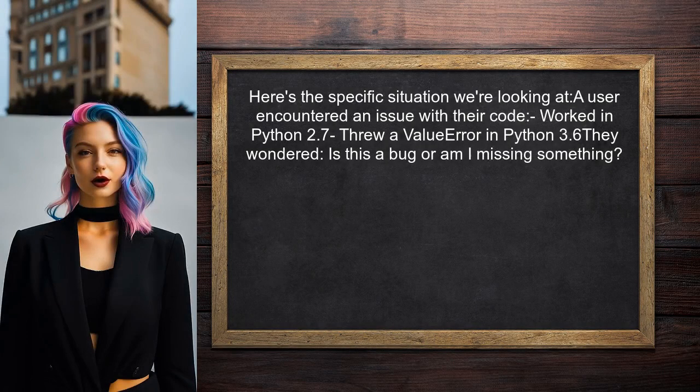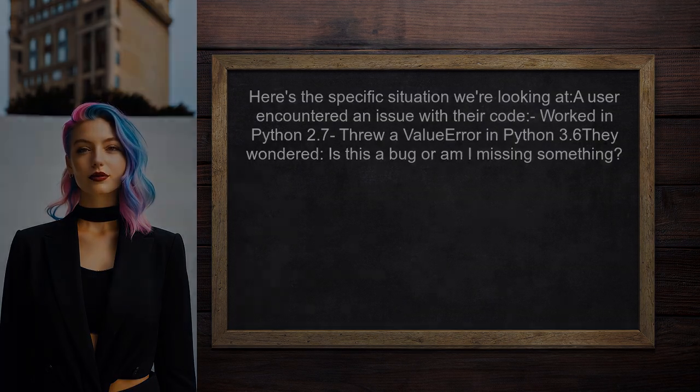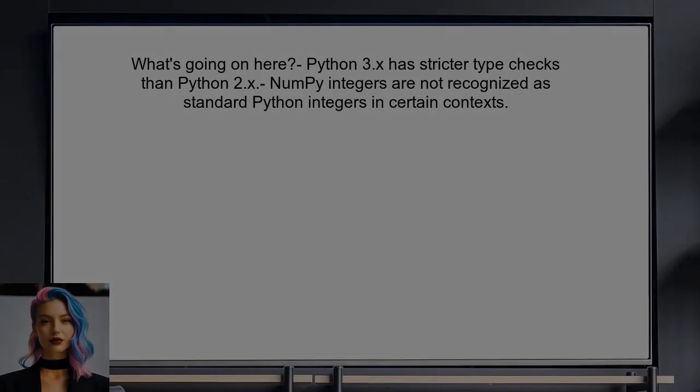Here's the specific situation we're looking at. A user recently encountered an issue where their code using NumPy integers with itertools worked in Python 2.7, but threw a value error in Python 3.6. They were left wondering if this was a bug or if they were missing something. So what's going on here?